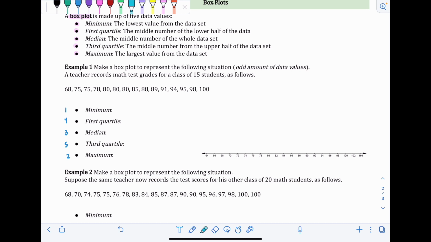Okay, so let's see, the minimum. That's the smallest value of our entire data set. So our data set is already in order from least to greatest, but if it wasn't, you would want to put it from least to greatest, the smallest number to the biggest number. So our minimum is 68. And then the maximum, that's the highest number in the entire data set. So that's 100.